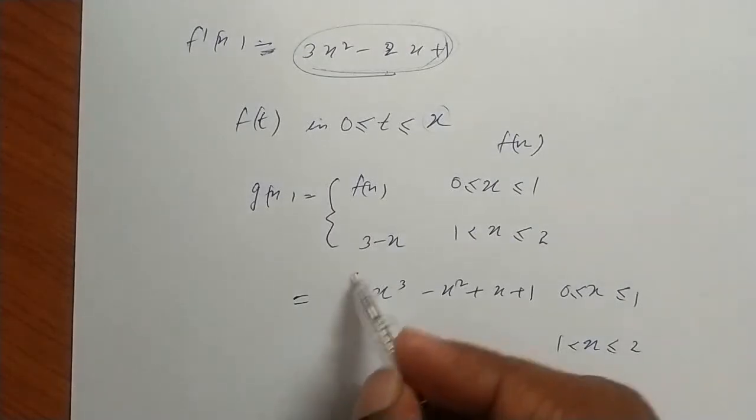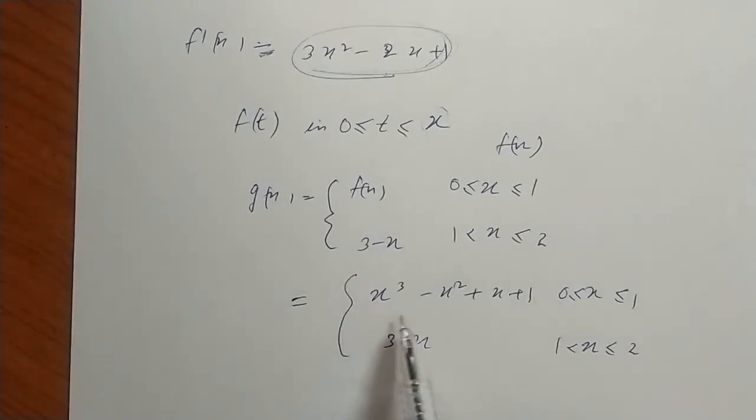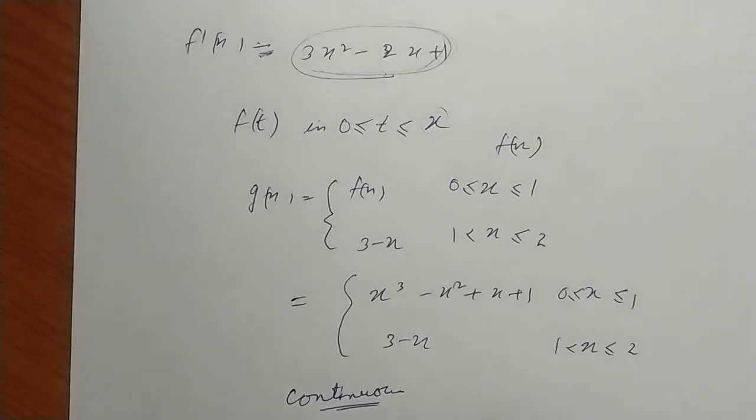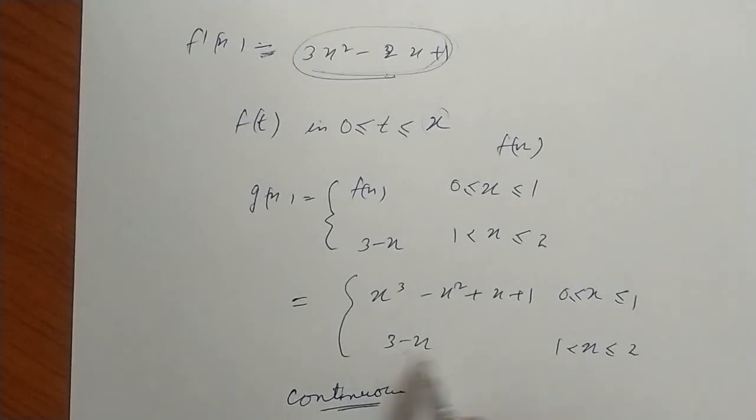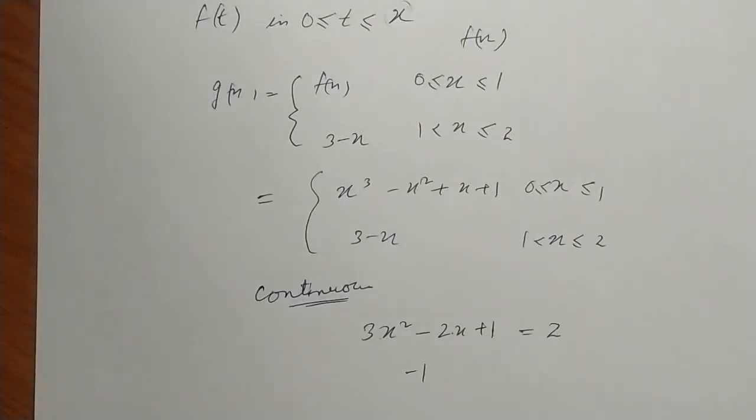For continuity, when x tends to 1, this would tend to 2, and when x tends to 1, this would tend to 2. Function is continuous. For differentiability, what we need to do is differentiate this first, 3x square minus 2x plus 1, and this would be minus 1. So at x is equal to 1, this will tend to 1 plus 1, 2. So the function is not differentiable. Okay. Moving to the next question, question number 56.